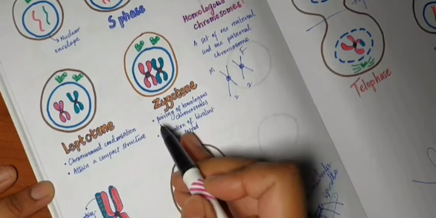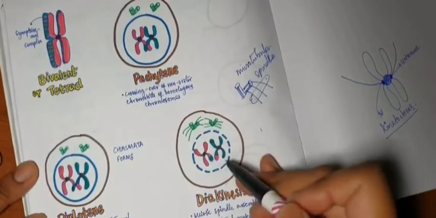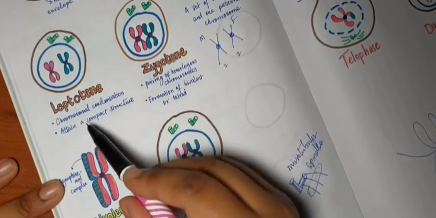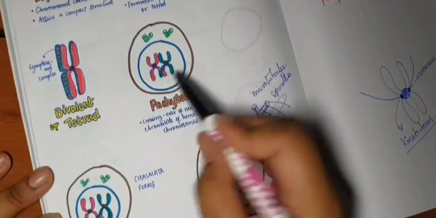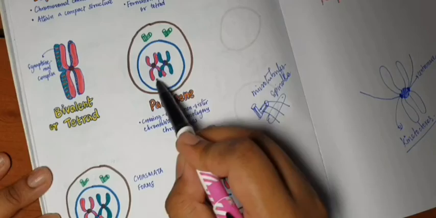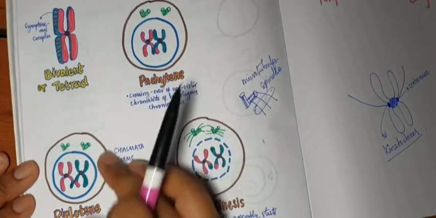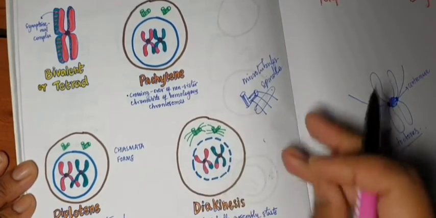In prophase 1, we saw the 5 phases: leptotene, zygotene, pachytene, diplotene, diakinesis. In leptotene, there's chromosomal condensation, and then in zygotene, homologous chromosomes are paired. In pachytene, the non-sister chromatids undergo crossing over. In diplotene, they start separating, chiasmata form, and in diakinesis, the chiasmata break. And then the cells enter metaphase 1.